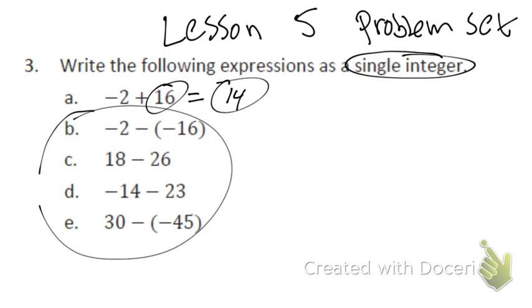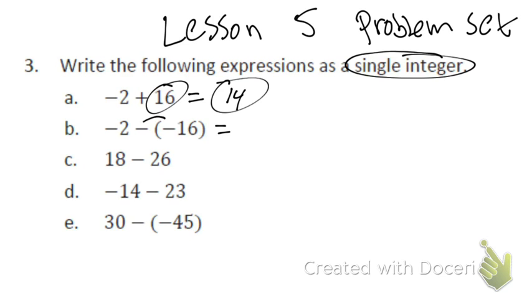Once you get down to these 4 problems, you notice they're subtraction. So we got to go ahead and rewrite them as an addition problem. So the second one, -2 right here, subtracting -16. We always leave that first number alone. Some students like to change that first number, but that will get you a wrong answer. So make sure you always leave the first number alone. So -2, subtracting -16 is the same as adding +16.